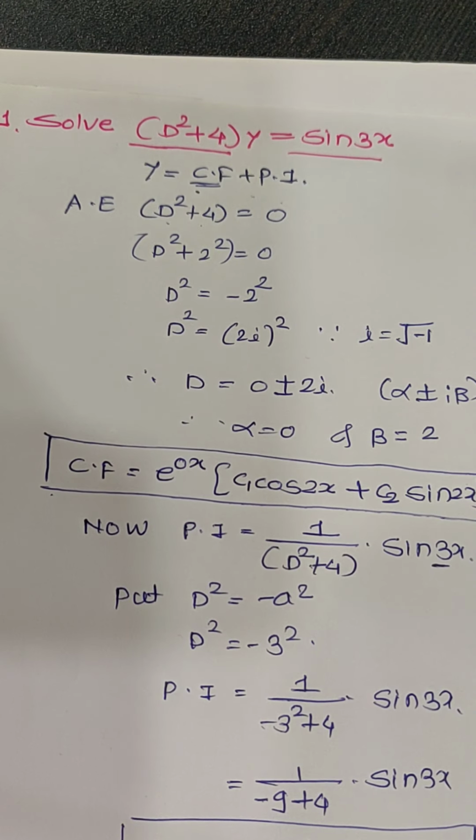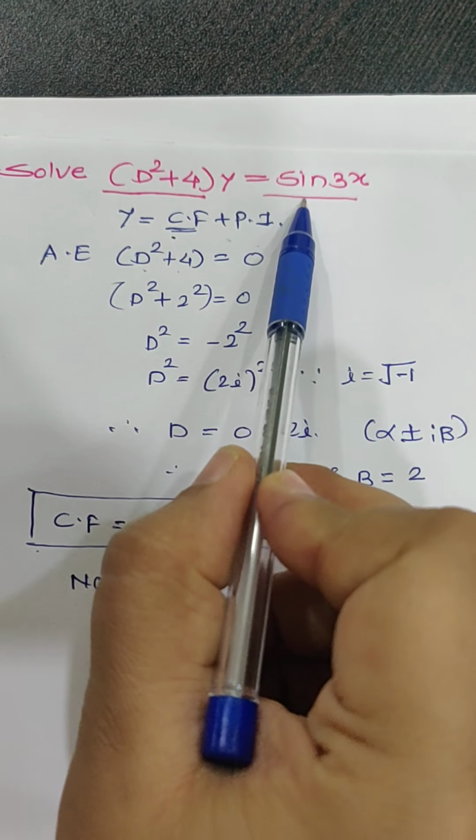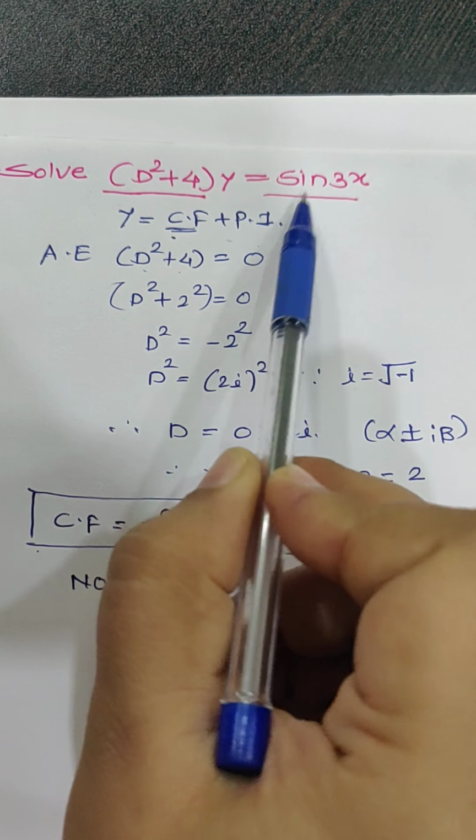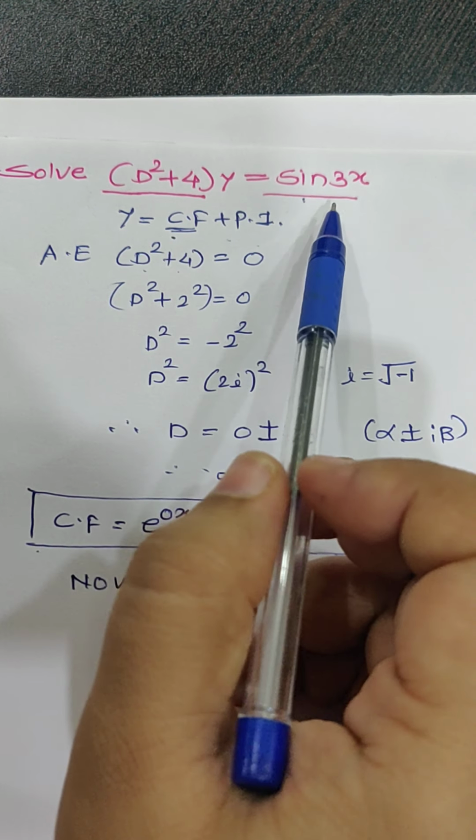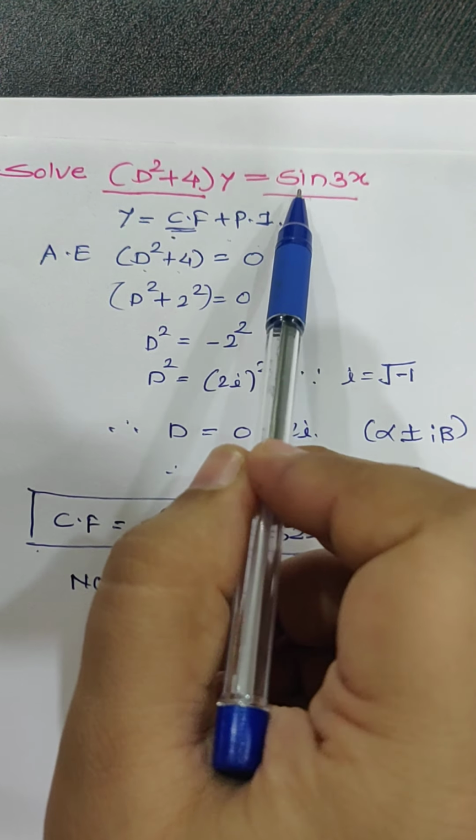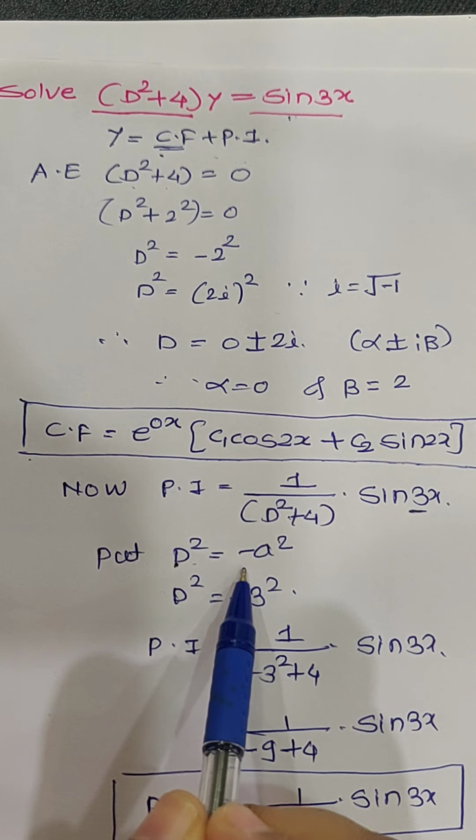The point to remember over here is this: whenever any linear differential equation has right hand side equal to sin of ax or cos of ax, in that case we have to replace D square by minus a square.